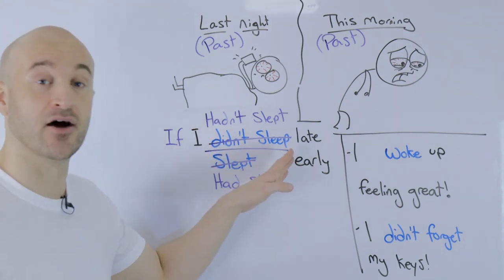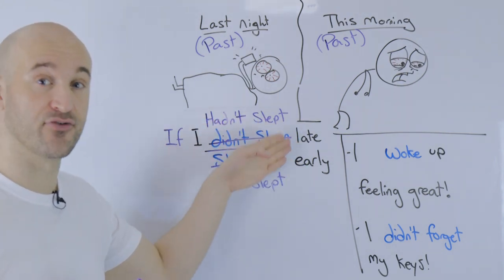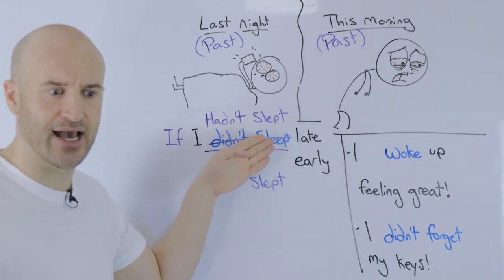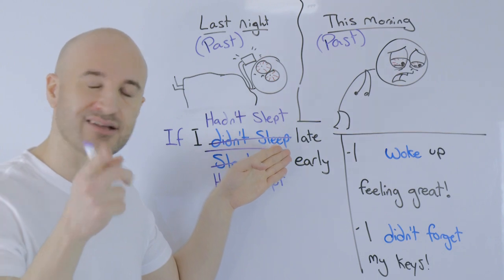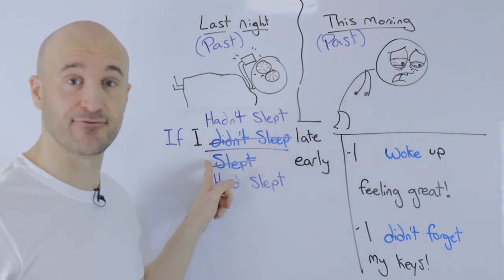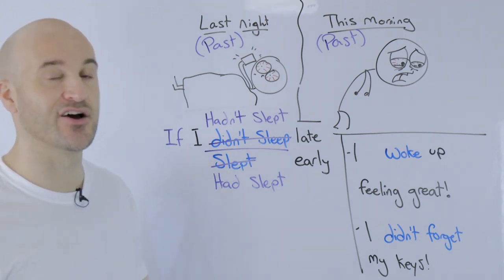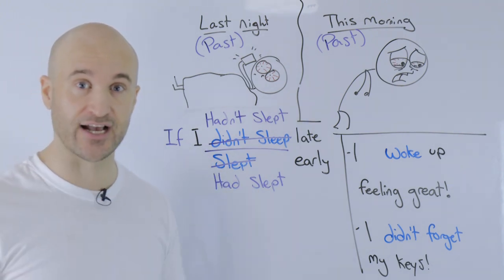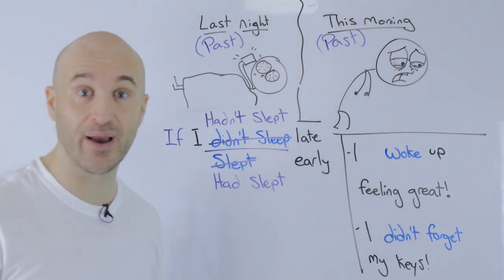Didn't sleep becomes hadn't slept. Hadn't with a verb 3. It's sleep, slept, slept. I don't know why it's not sleeped. It sounds better as sleeped. Anyway, slept, the positive, becomes had slept. If I had slept early, or use the contraction, if I'd slept early, what's the result of this situation?